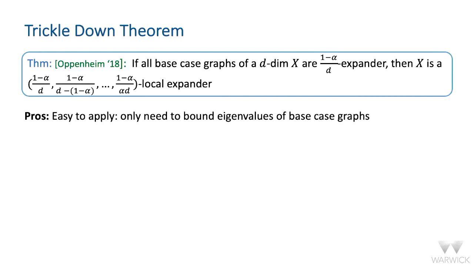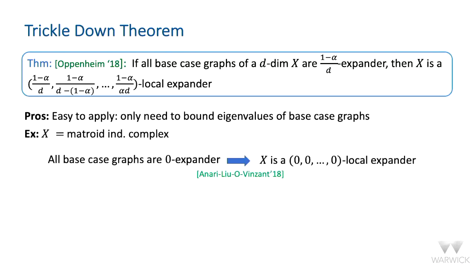This theorem has found a lot of applications in this field because, in many cases, to prove that the complex is a local expander, you just look at the eigenvalues of these top faces, and they're usually easy to bound. There are a lot of applications. Here's one I did with my co-authors a few years ago. We applied this to the so-called independence complex coming out of a matroid. There you can show that all base case graphs are 0 expanders, and that would imply that your complex is a (0, 0, 0, 0) local expander.